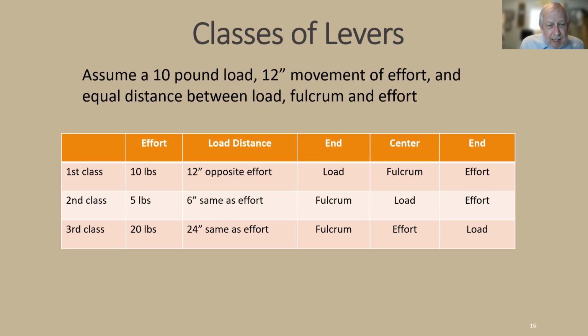The second class lever, if you have a 5-pound effort, the load is going to move just 6 inches because you're moving at 12 inches, but it's 5 pounds. So it's only going to go up 6 inches. And in the third class lever, it's going to take 20 pounds of effort to move the load 24 inches in the same direction as the effort. So again, the fulcrum and the effort are at the ends in the second class lever, and the fulcrum and load are at the ends in the third class lever. The fulcrum's in the middle on the first class lever, and it's at one end on the other two.